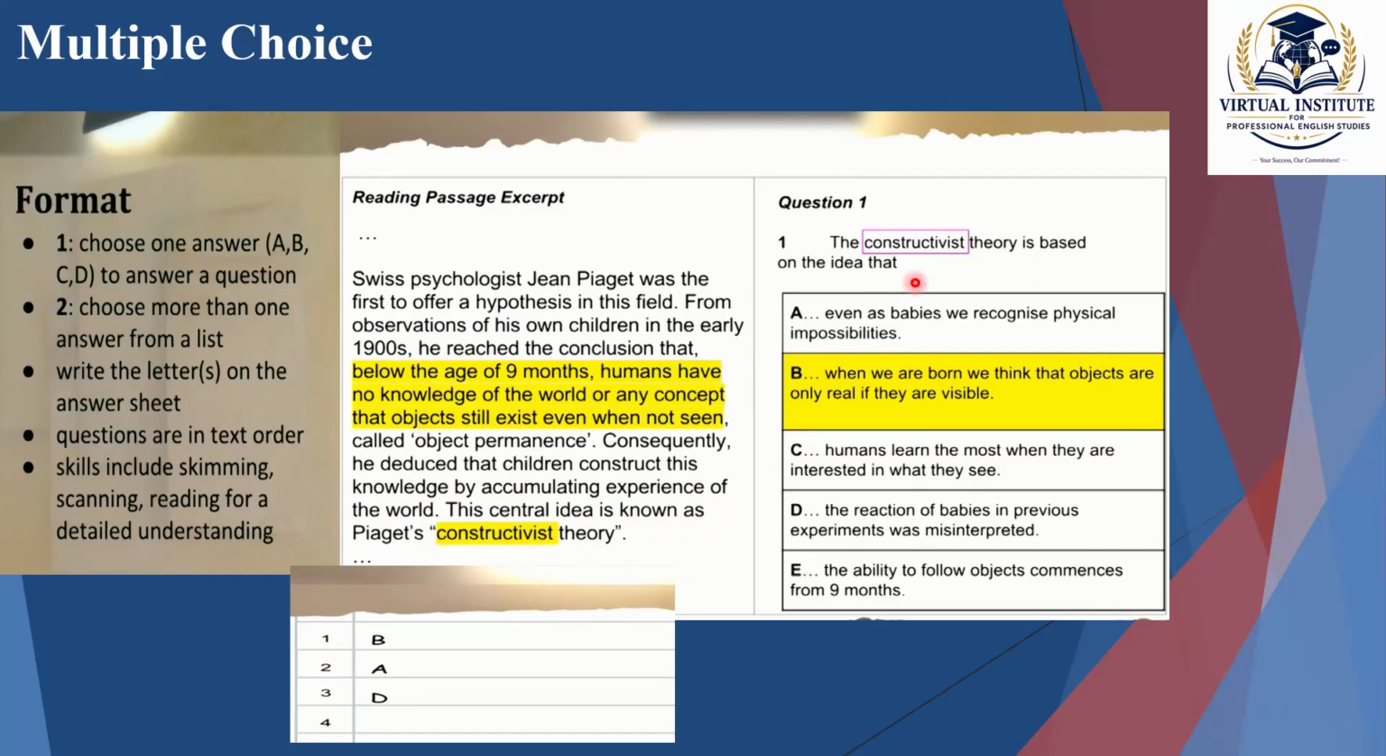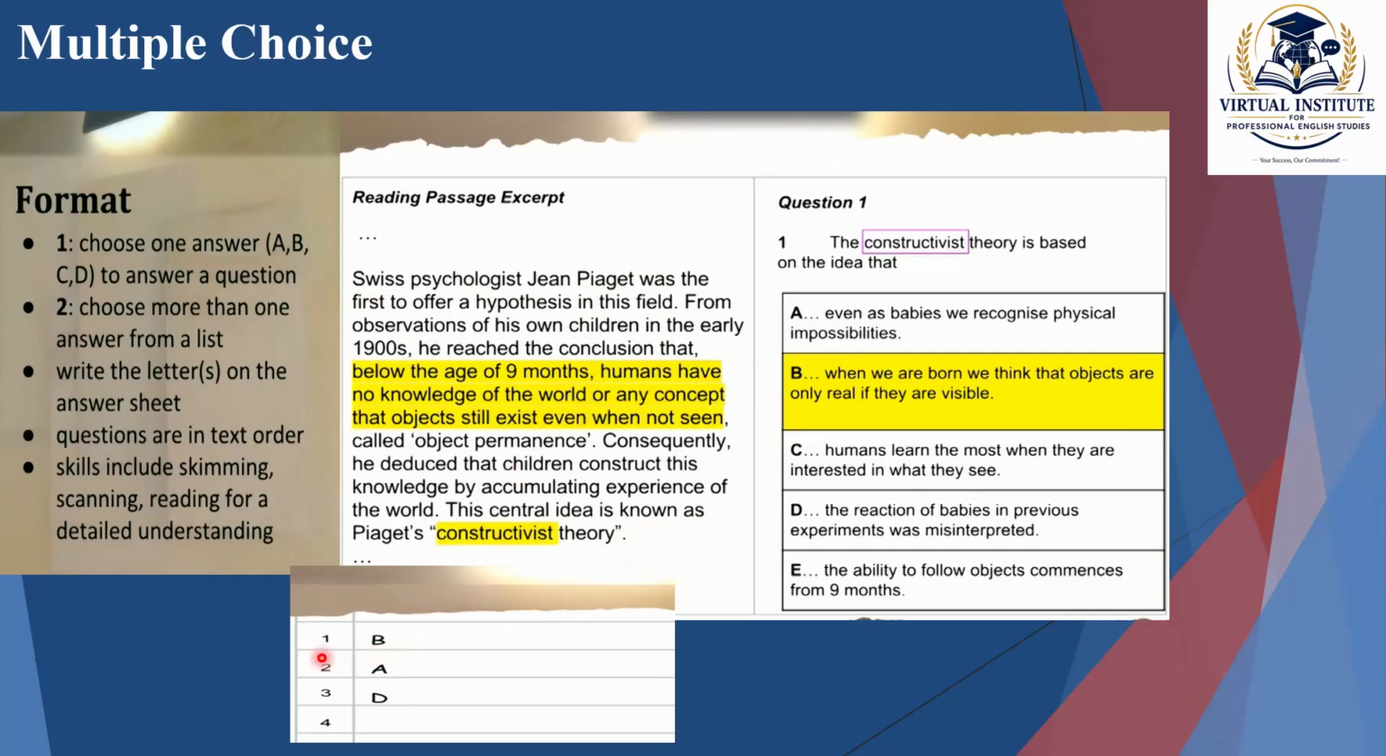So this is how these questions can be done, right? You scan for the constructivist, you read it here. When you see this central idea is known as Piaget's constructivist theory, you will of course think, what is known as the central idea? Where is the central idea? Then you will start reading from the beginning, and when you read the context, you will understand, okay, so there is the answer, right?